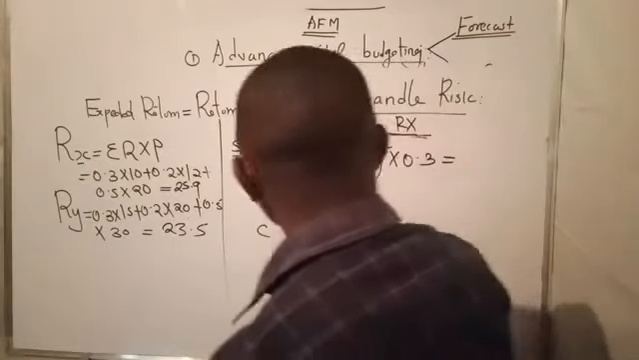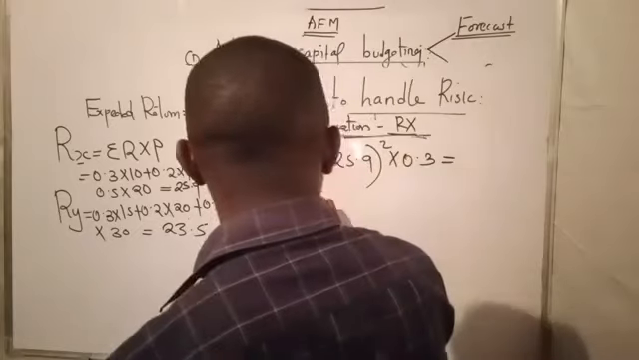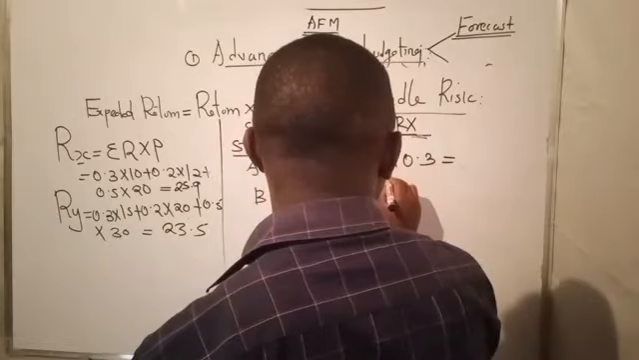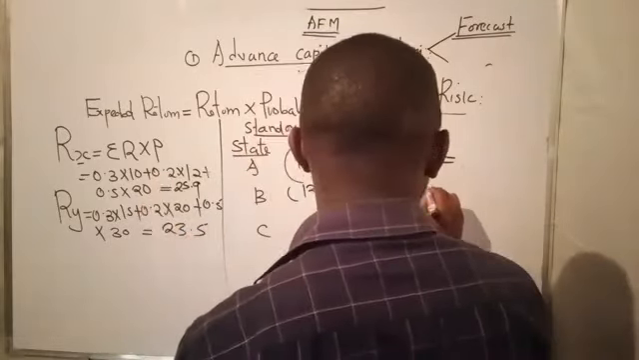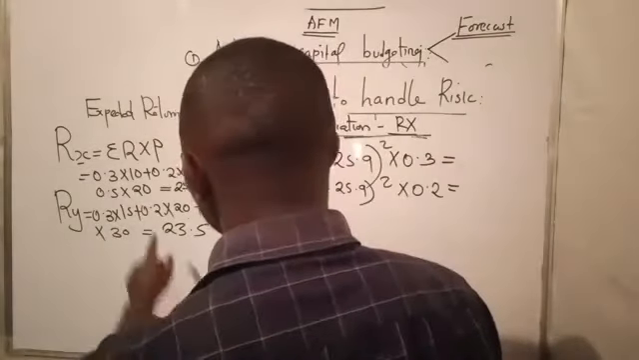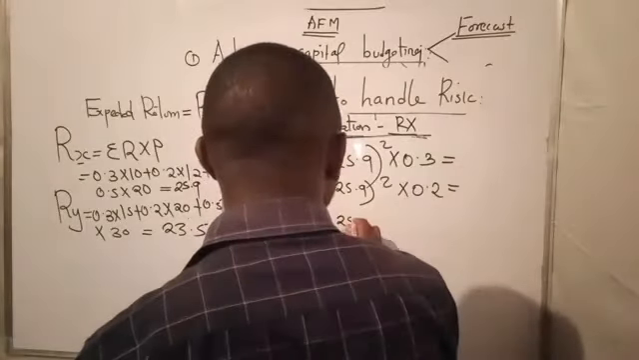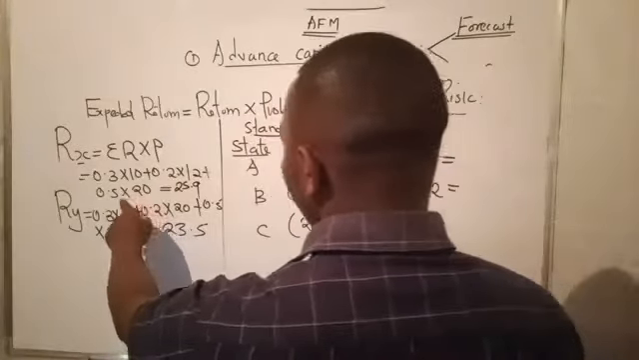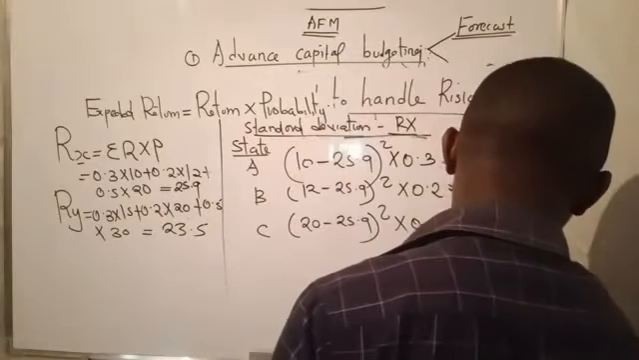Unakuja the second one, return yake is 12. So you take 12 minus 25.9, you square it, times probabilities, that is 0.2. The third one, you take the return 20 minus 25.9, you square it, times the probability, that is 0.5. That's how the total.